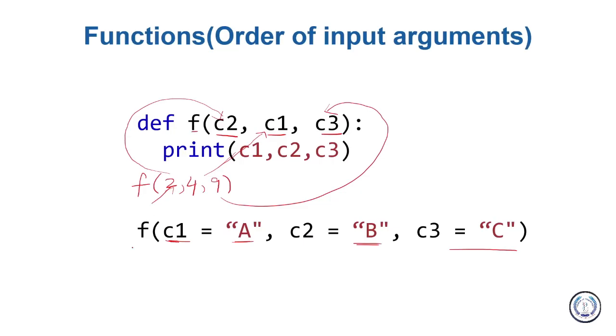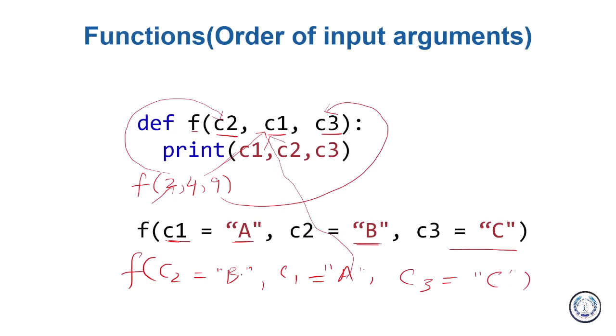If you have defined your variable names along with their values at the call time, then you are order free. Now you can change things. For example, if you call it this way, c2 is b, c1 is a. No matter in what order you have called these, this c1 is going to be copied in c1, this c2 is going to be copied in c2, and this c3 is going to be copied in c3.